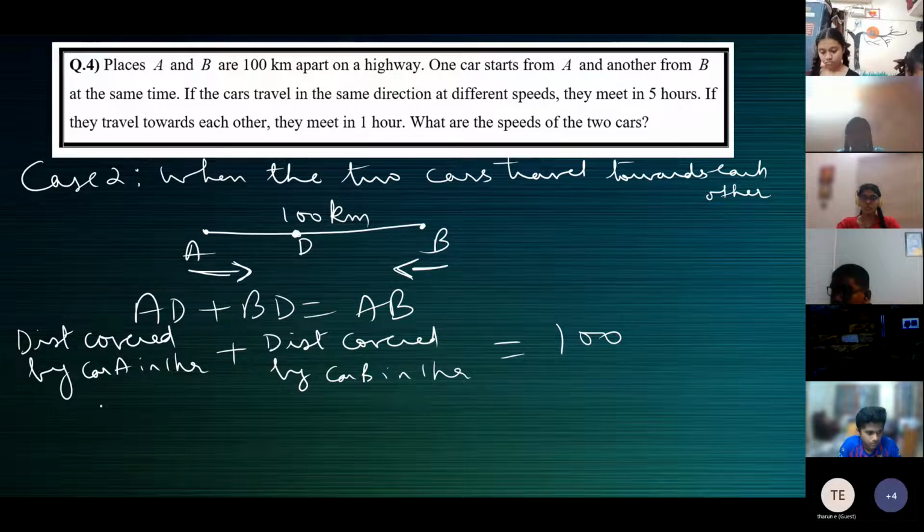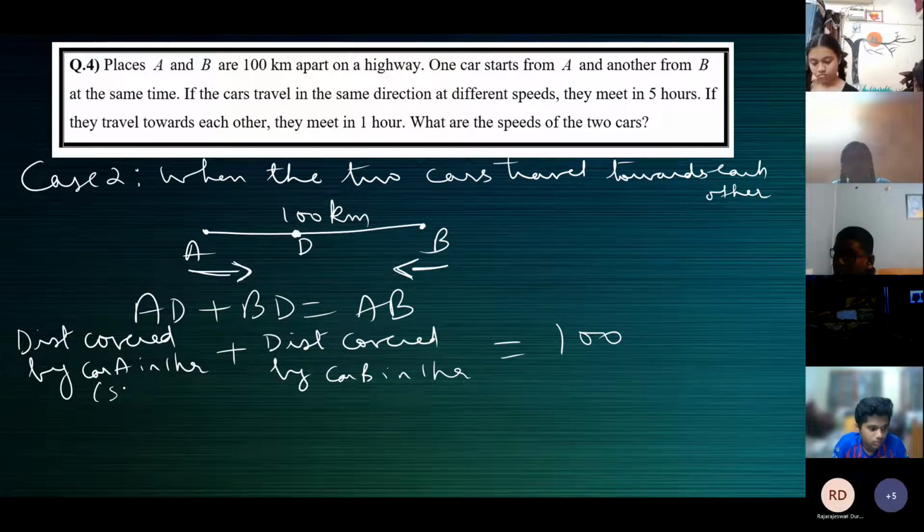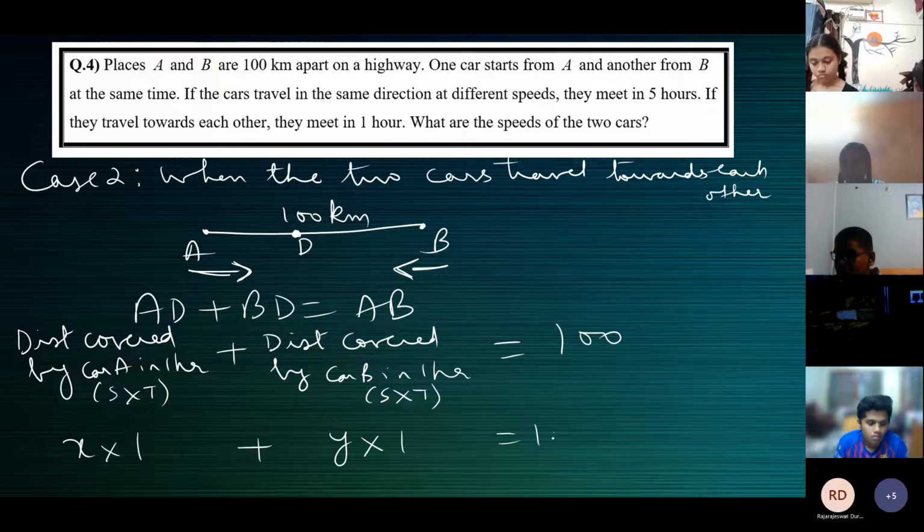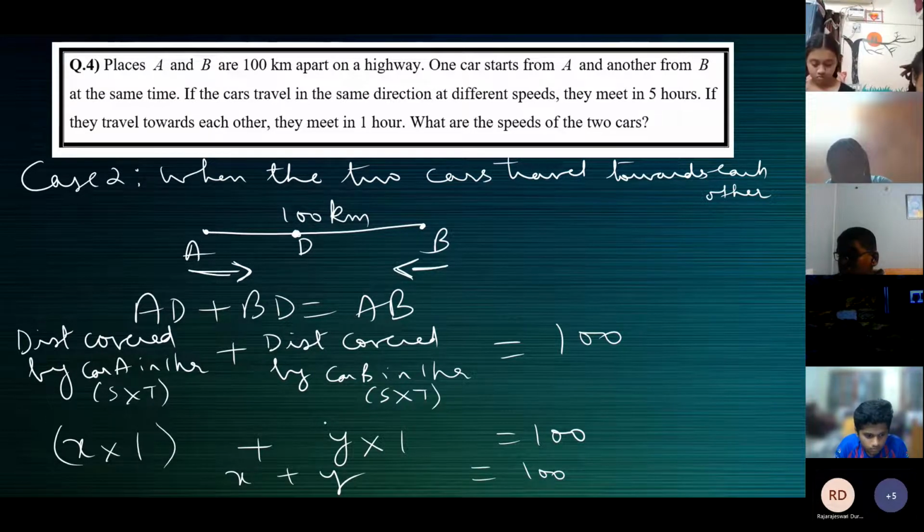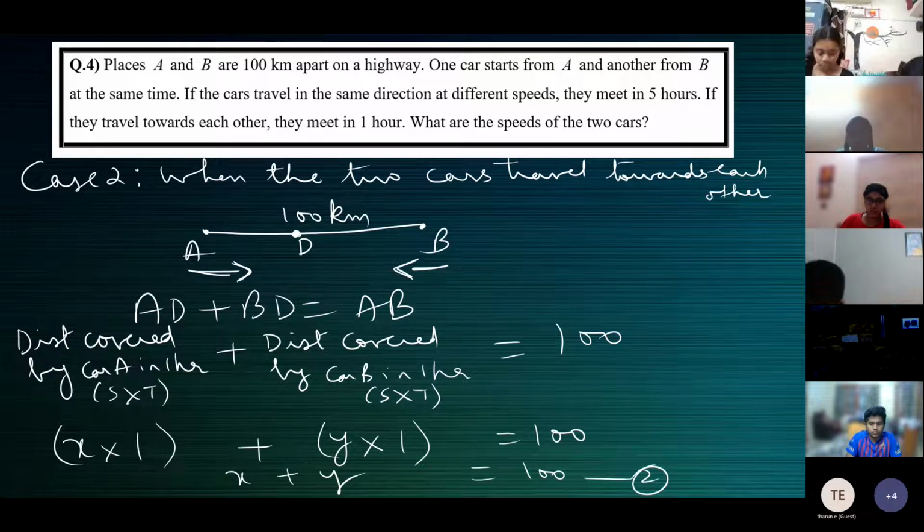So how do you find distance? Speed into time is distance. So x into time, which is 1 hour, plus y into time, which is 1 hour, is equal to 100. So the second equation is x plus y is equal to 100. Children, solve the two equations and tell me the values of x and y, which are the speeds of the two cars.